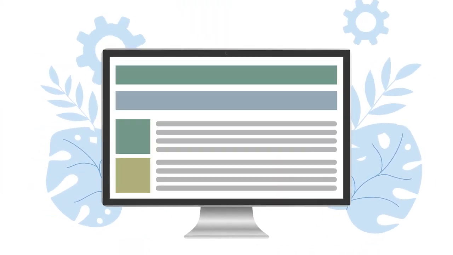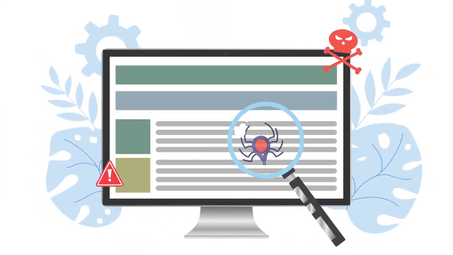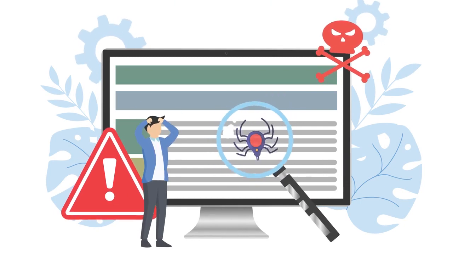Step 2. Regularly scan your website for malware. There are several plugins available for WordPress that can help with this, such as Wordfence or Sucuri. These plugins will scan your files for malicious code and alert you if anything suspicious is found.